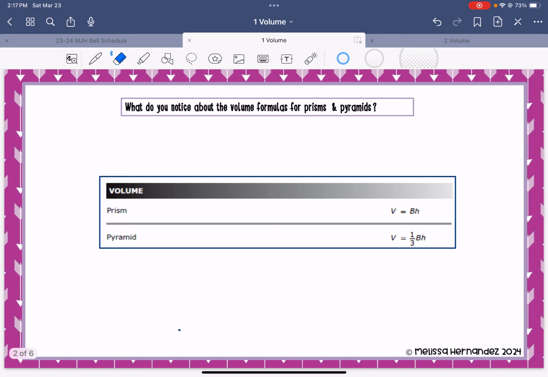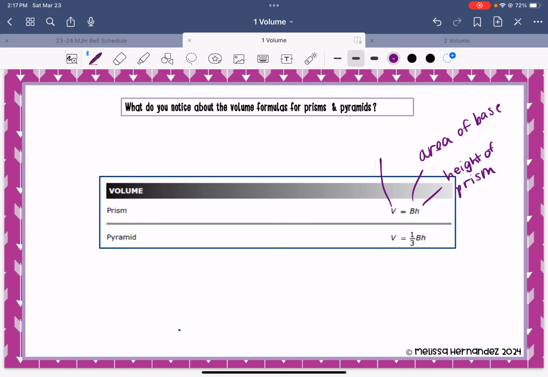On your formula sheet, this is what you will see on the volume section. It doesn't specify prism and it doesn't specify what type of pyramid. The capital B means area of the base. The H is the height, and then obviously V is volume, which is capacity. Okay, so let's go ahead and get started.